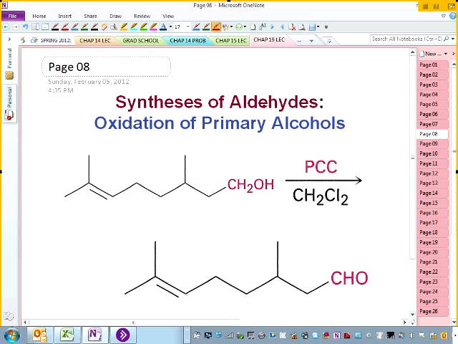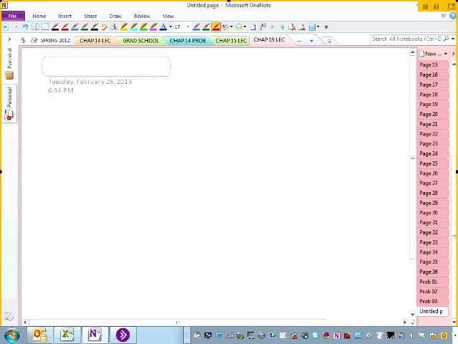Okay, so we are going to start with the synthesis of aldehydes. Now, for the most part, most of the reactions that we are going to discuss today should be fairly familiar to you, and a few of them will be new reactions. So we are going to cover a lot of reactions today, so I do want you to take a note on that. Okay, so we start with the synthesis of aldehydes.